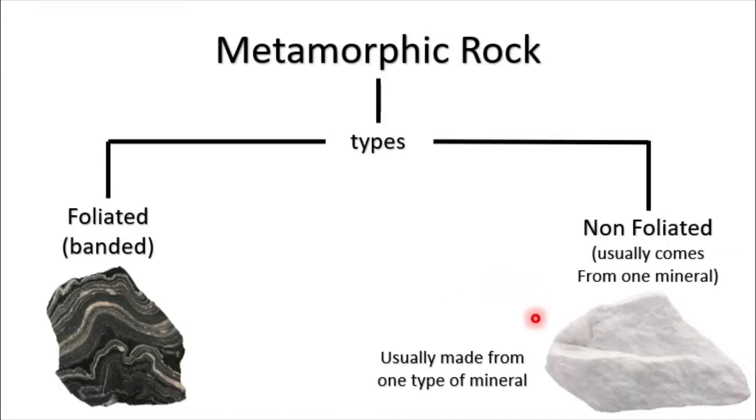And another type of metamorphic rock is non-foliated. The reason for having a non-foliated rock is that it usually comes from only one mineral. An example of this type is limestone when it is metamorphosed. Basically, limestone is a sedimentary rock. When limestone is metamorphosed, it will become marble. That's why it only has one color and no bands on it. So these are the two types of metamorphic rock. One is banded, the other one is non-banded.